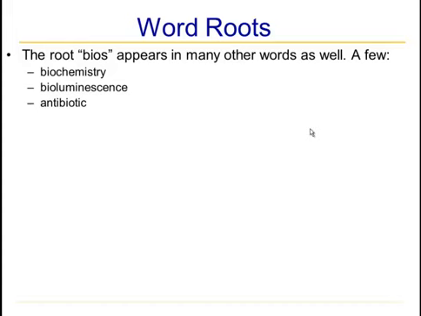Another place where the word root bios appears is in antibiotic. Anti means against, and so antibiotic is something which works against life. And of course, antibiotics are important chemicals that we use to fight microbes, bacteria in particular, that can cause disease. Another example of the usage of the word root bios appears in the word symbiosis. Sym means together, bio means life. This is life in close proximity, as, for example, a parasite that might live in your intestine is in a symbiotic relationship with you.